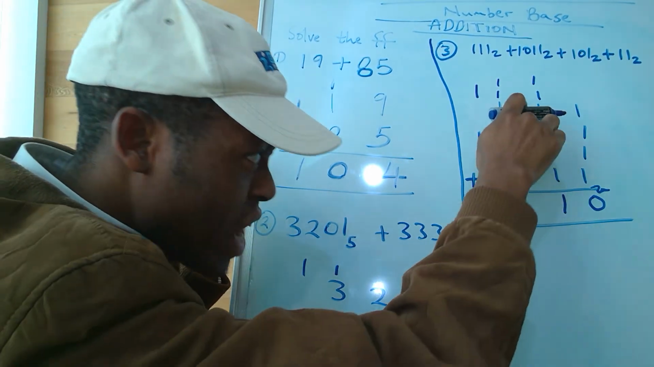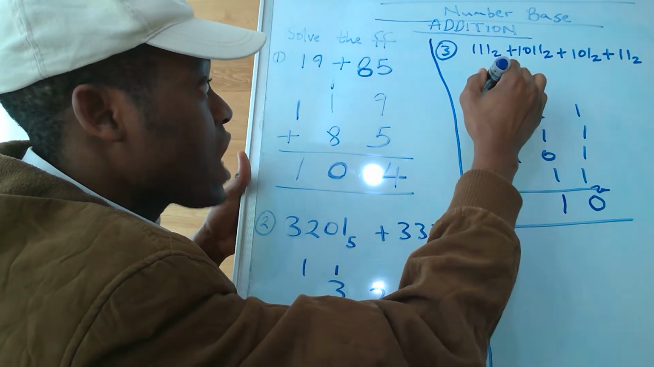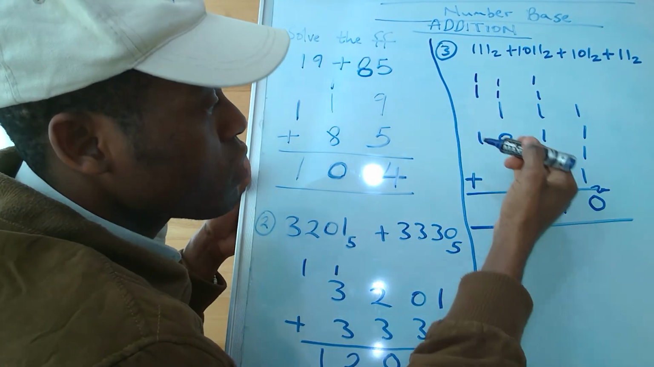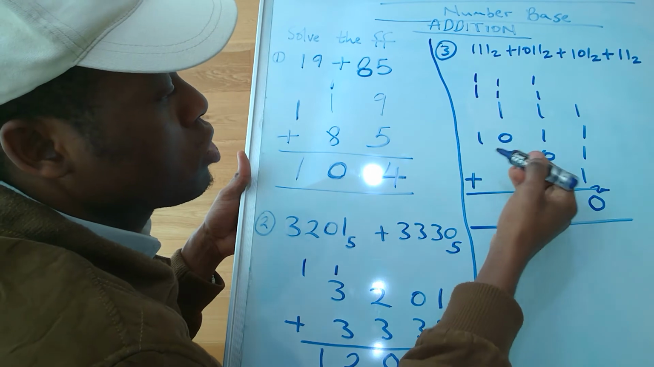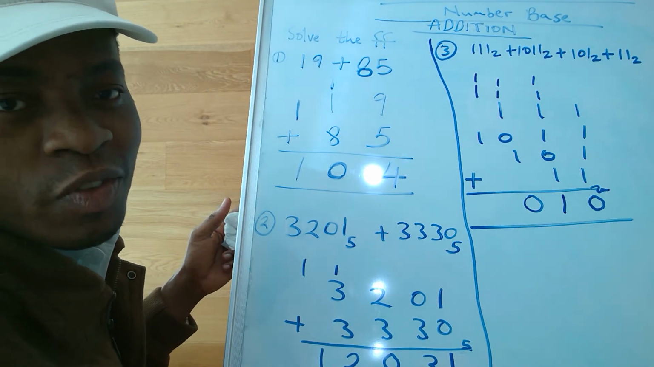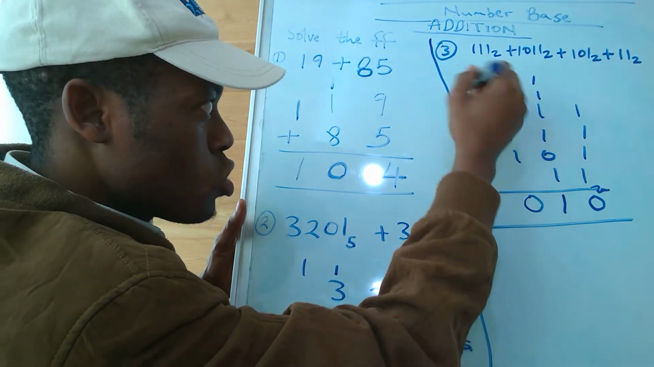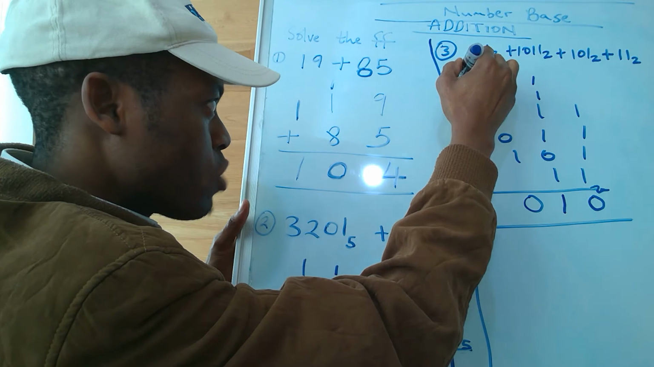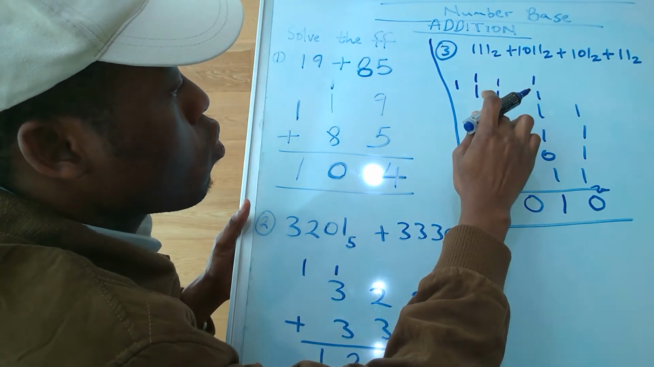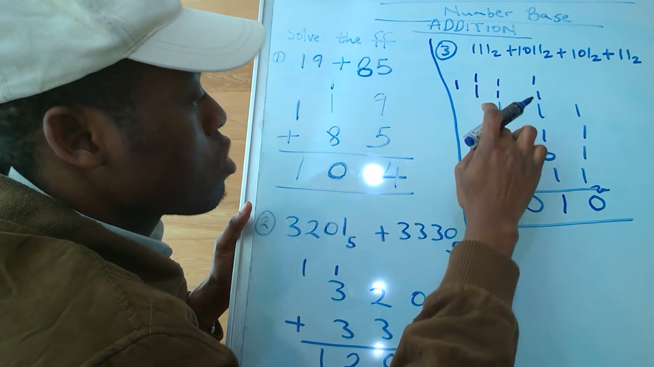2. The moment you get to 2, because we are working in base 2, the 2 will turn to 0 and add 1 here. Then, if there is nothing to add again, the answer here will be 0. Are we together? The next one, 1 plus 1, 2. It will turn to 0 and add 1. 1, nothing to add, only 1. 0 plus 1, 1.